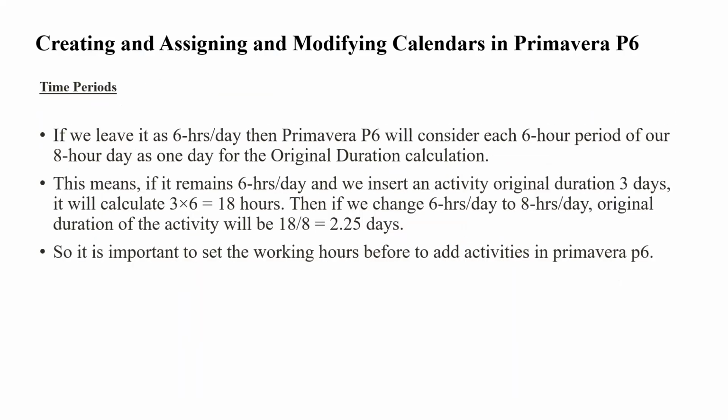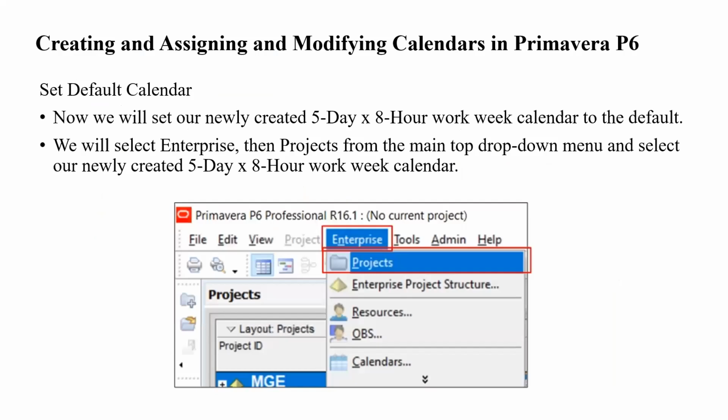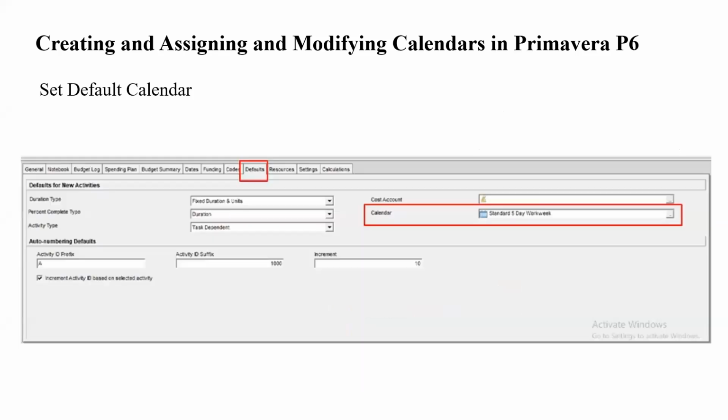So that's the thing. Once we complete the calendar, we know that this is the calendar that I have prepared for this program. So now we have to link that calendar to our program. For example, according to my calendar, I give that name for that newly created 5-day into 8-hour calendar. So this is my default calendar for this project. So when you are going to add this calendar, I'll do that in this Primavera.